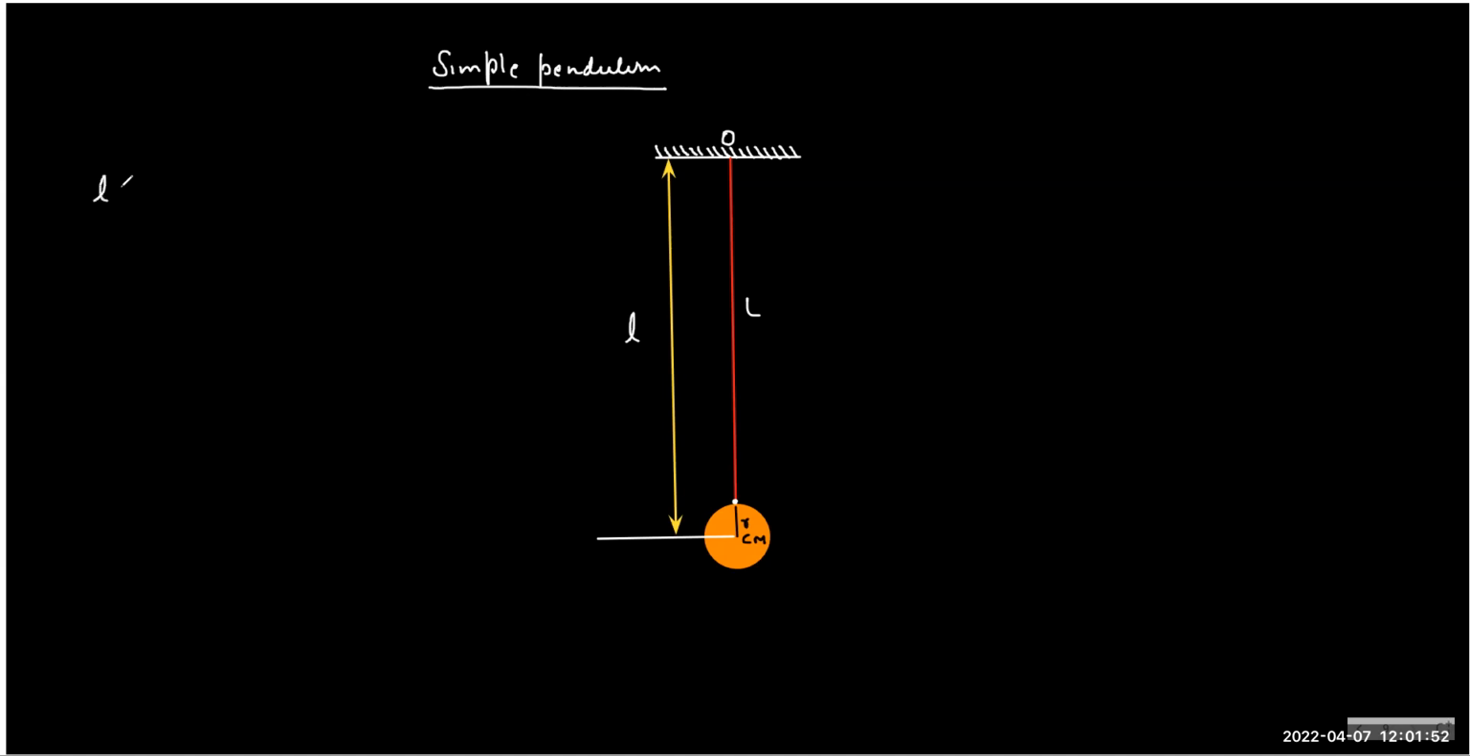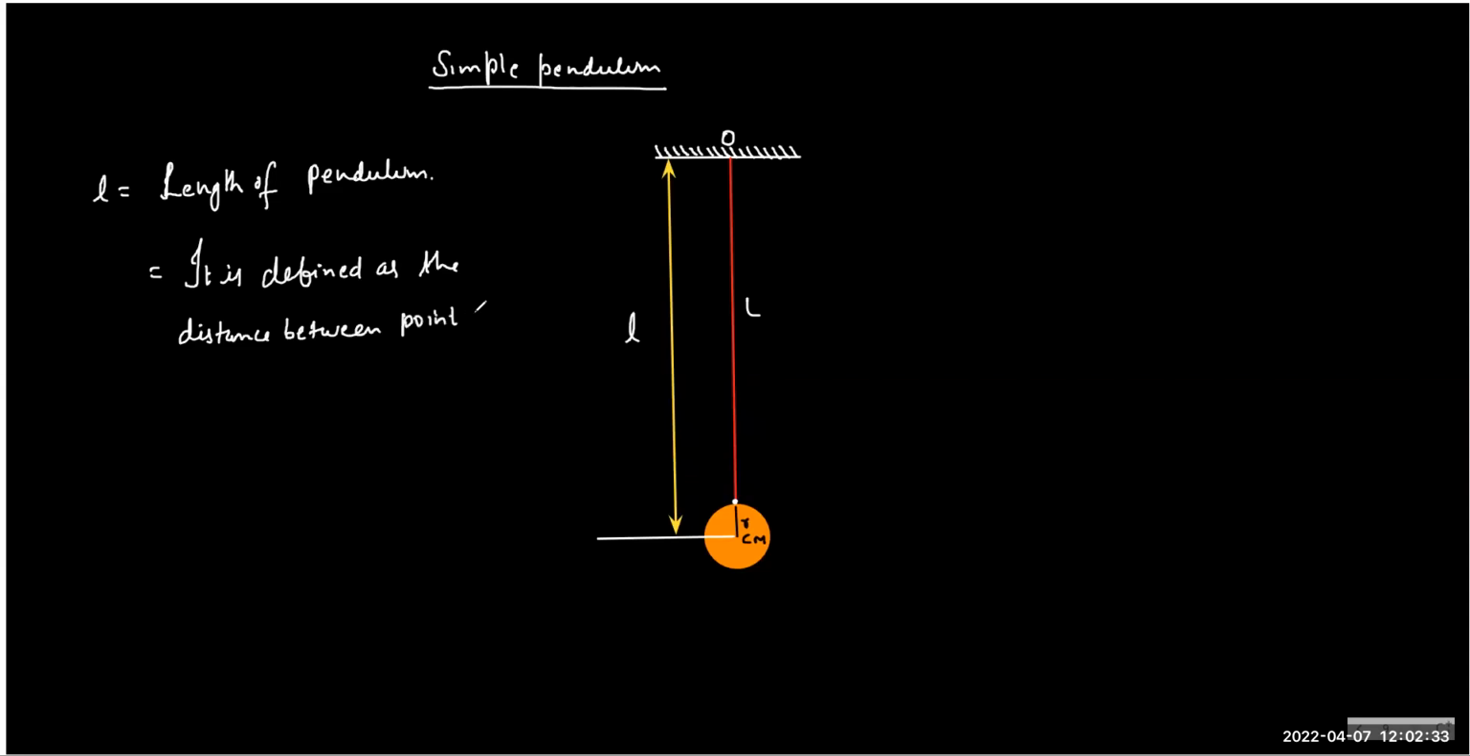So what is the small l definition? This is called the length of the pendulum. And this definition is true for a wide variety of problems, not just a pendulum. So how do we define it? Am I audible to you guys? It is defined as the distance between the point of suspension and the center of mass of the oscillating body. So basically l we can write as capital L plus R.